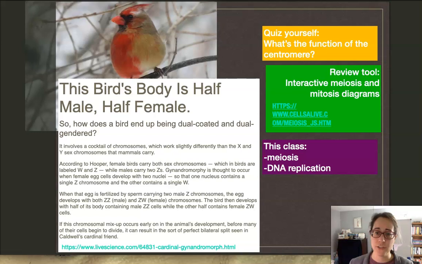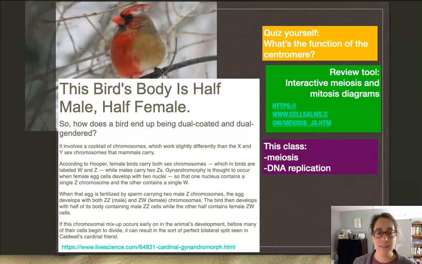For today's lecture, we are going to be talking about meiosis and DNA replication. And I wanted to start by showing this image of a cardinal. So hopefully many of you are familiar with the mascot of Wesleyan. But normally we see cardinals as being red, at least the males, and then the females are a little bit of a reddish brown, but definitely not as spectacular looking.